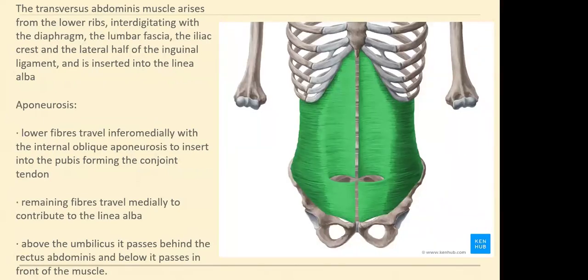The transversus abdominis muscle arises from the lower ribs, interdigitating with the diaphragm, the lumbar fascia, the iliac crest, and the lateral half of the inguinal ligament, and is inserted into the linea alba. Its aponeurosis consists of the lower fibers traveling inframedially with the internal oblique to insert into the pubis, forming the conjoint tendon. The remaining fibers travel medially to contribute to the linea alba, but above the umbilicus, it passes behind the rectus abdominis, and below it, it passes in front of the muscle.